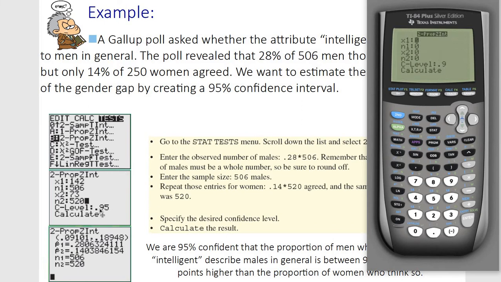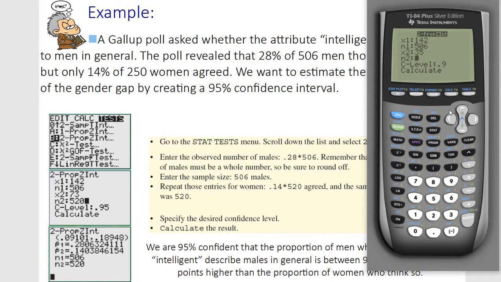Now, the number for x, we would do 0.28 times 506. All right, the number of men times the percentage of those men that agreed. Well, we're not going to say that the number of men was a decimal. That doesn't make sense. So that's why we round to 142. That's why I put that over here. There was a total of 506 men. Then for the women, it was 14% of 250.